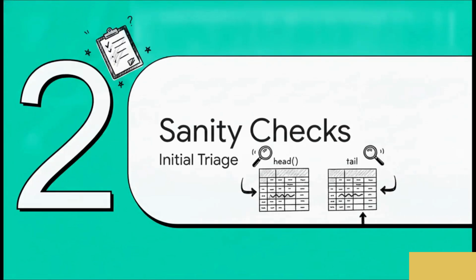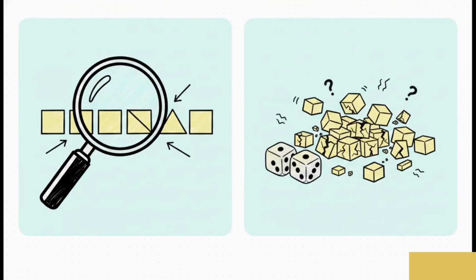Which leads right into Section 2, surface-level sanity checks, or our initial triage. When your data first arrives, you want a really fast visual confirmation that nothing broke during the import. The two most common commands for this are head and tail. They do exactly what you'd think, pulling the first and last few rows of your dataset. It's just a quick check to verify that your columns have the right names and that there aren't any glaring structural formatting errors.